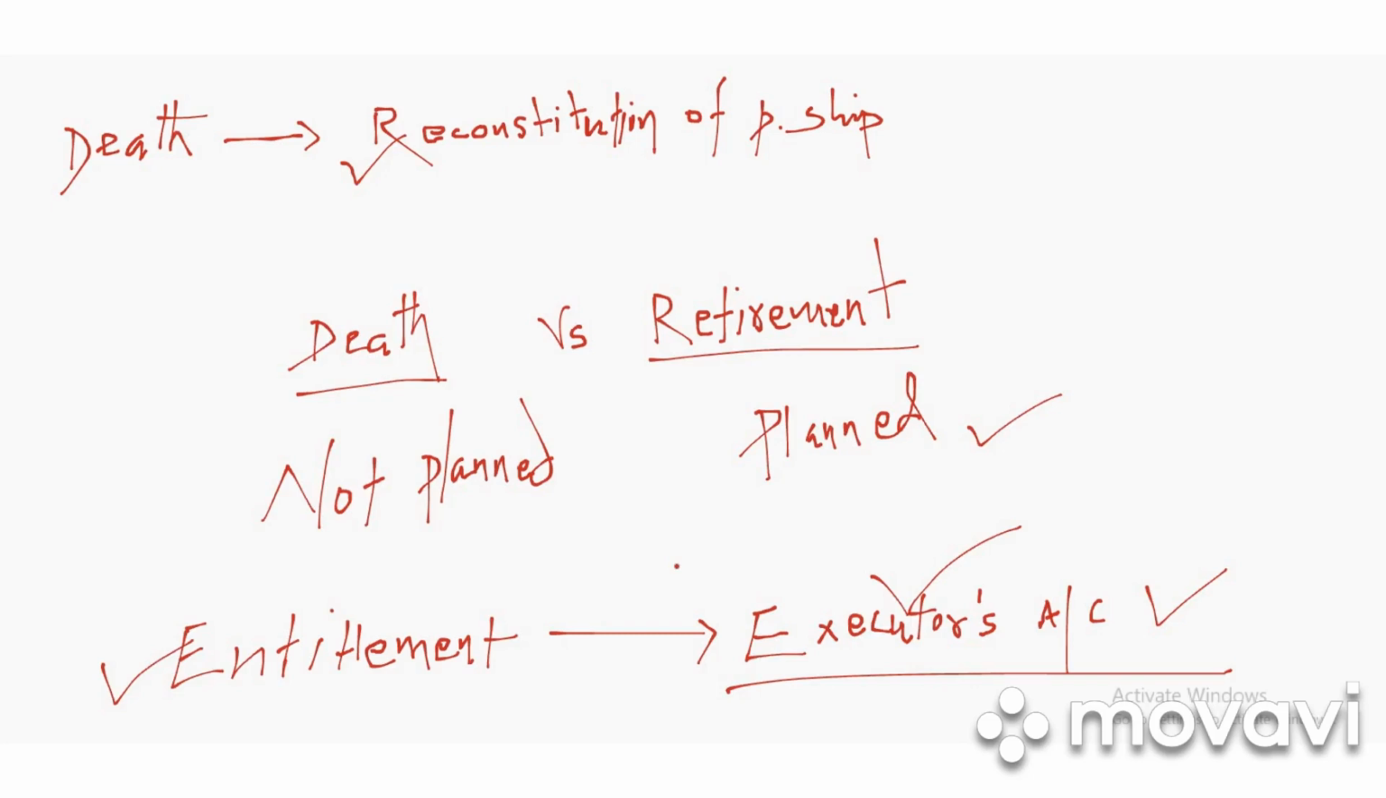The main difference between death and retirement is that in most of the cases only the deceased partner's capital account will be prepared, and since death happens during the year, in the middle of a year, we have to make some more calculations, some more adjustments. Let us see what they are.